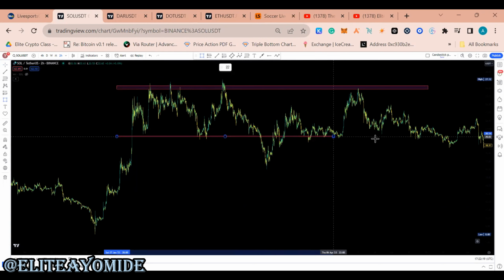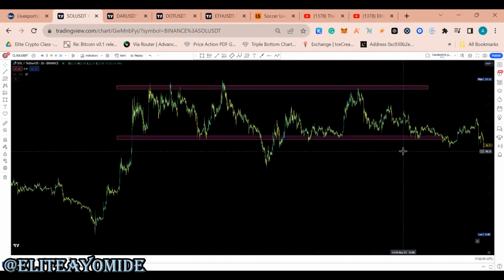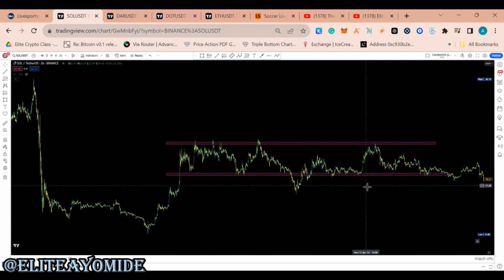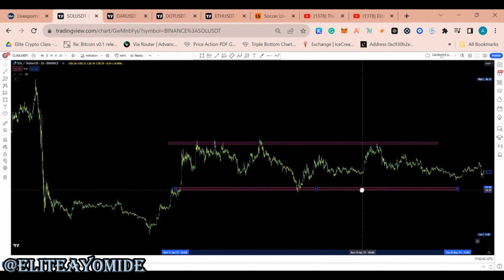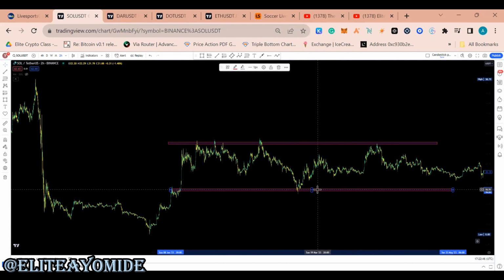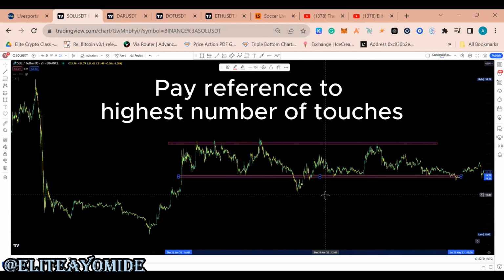So drawing the support here, now you can see this region, right? This is a very good area of value for support. You can see how many touches: 1, 2, 3. There was a breakout here: 4, 5, 6, 7, 8, 9. 9 places to draw the support and resistance. Now let's assume I put the line here. Yes, you can also draw another resistance, but it's not touching the highest number of touches. So if I were you, I'd be paying the most reference to this region, right?